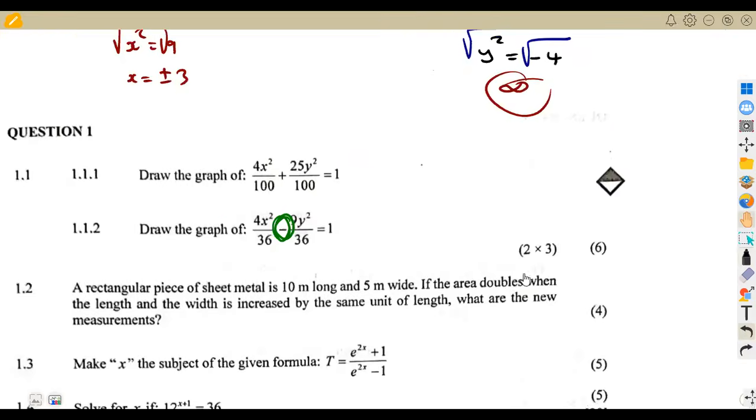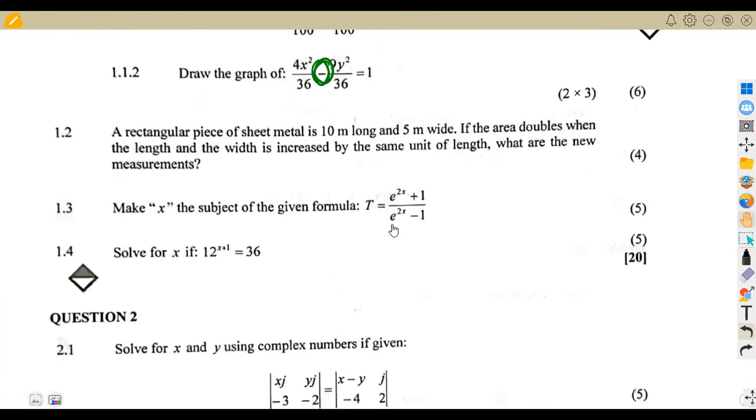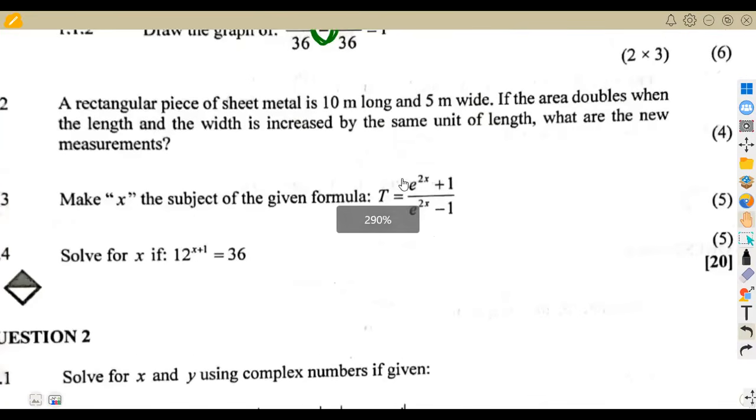All right. Let's consider question 1.2. Let's check what they are trying to say on 1.2.